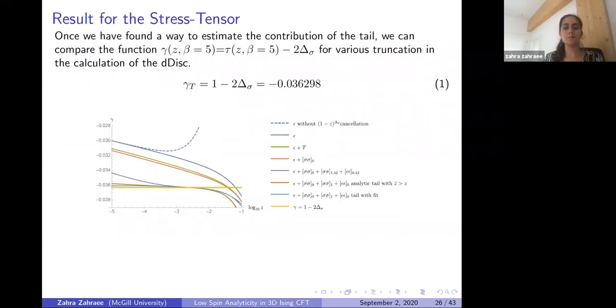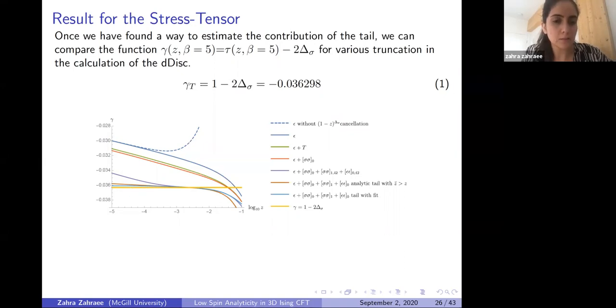Okay, so once we have resummed the contribution of the family, we can plot the tau beta for the stress tensor. Instead, we plot the anomalous dimension of the stress tensor. It's basically the same quantity, you just subtract 2 delta sigma from it. The line below the yellow line here is the result you want to get. It's the constant result you want to get. It's not the result of the analysis we have.